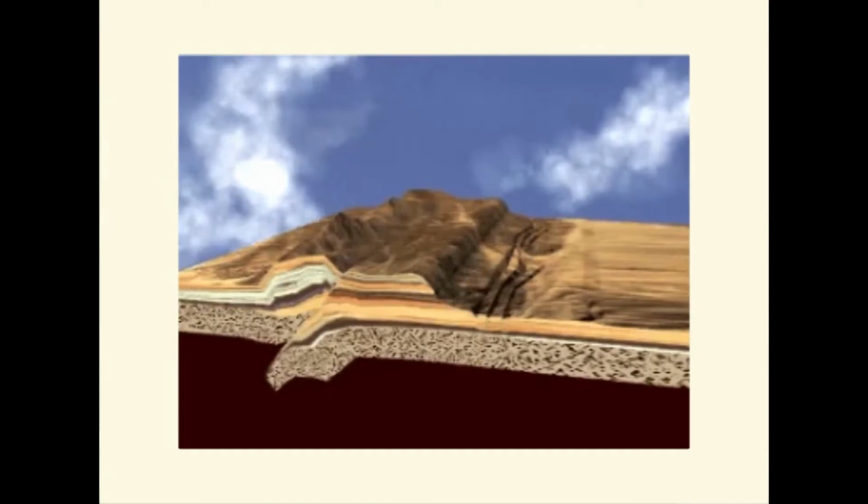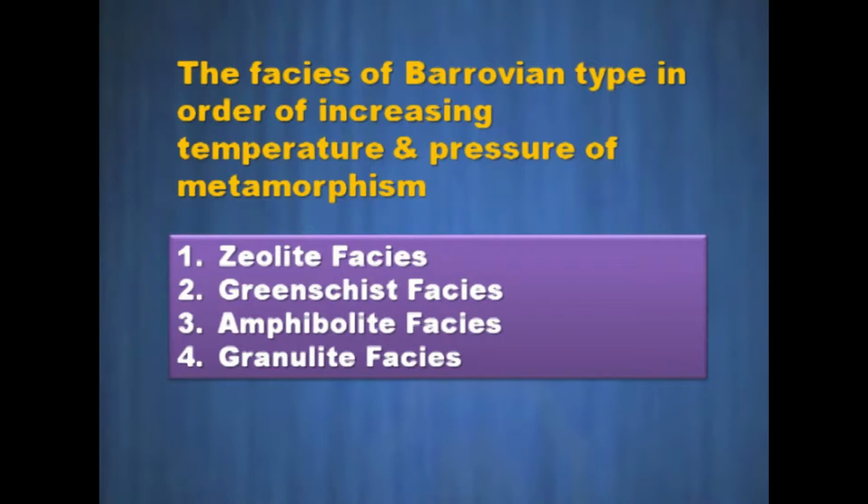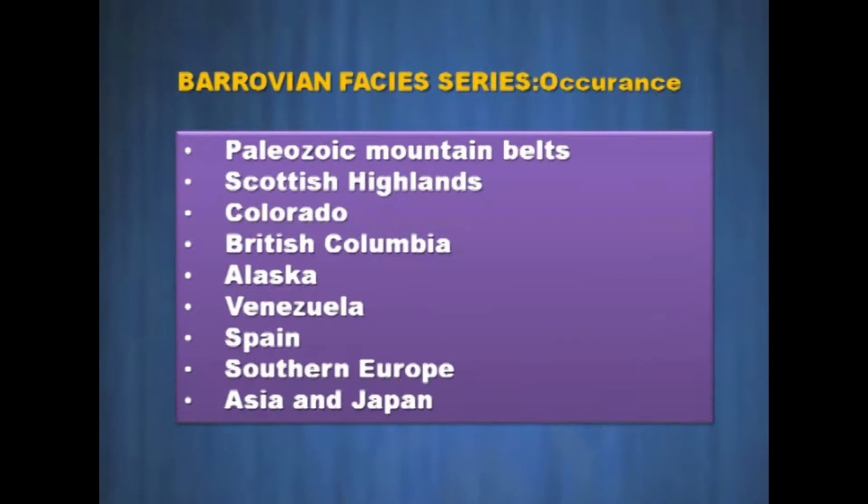The facies of intermediate pressure, or Barrovian type, are listed below in order of increasing temperature and pressure of metamorphism. That is, first, zeolite facies; second, greenschist facies; third, amphibolite facies; and fourth, granulite facies. The Barrovian facies series occur in a number of Paleozoic mountain belts as well as in some of the Precambrian age.